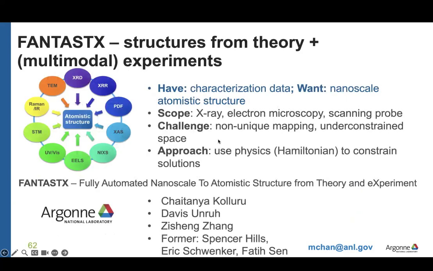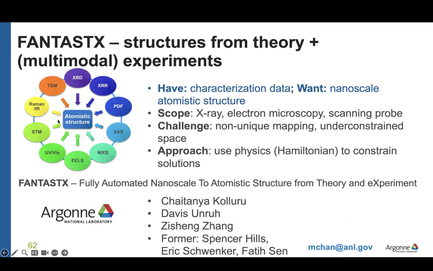And the last step in this inversion is our sort of pride and joy, FAN-tastic, which stands for Fully Automated Nanoscale Atomistic Structure from Theory and Experiment. One of the previous student questions was about full automation. We are working towards that. This isn't about controlling the machine per se, but about interpreting the characterization data that comes out.